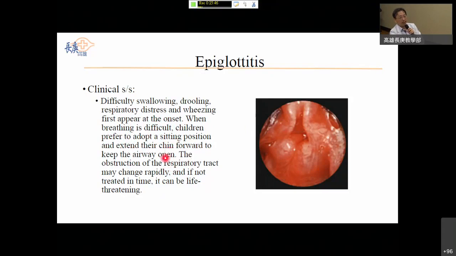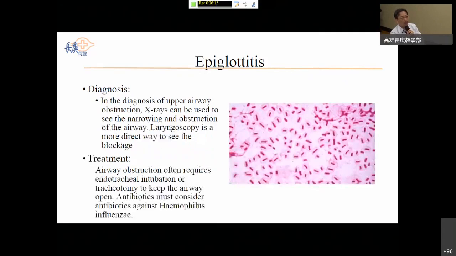Some children can adopt only a sitting position and extend their chin forward so they can have their airway opened. And this way, they can breathe, but very hard and rapidly. This situation might be potentially life-threatening. It's a very, very severe situation for a kid.